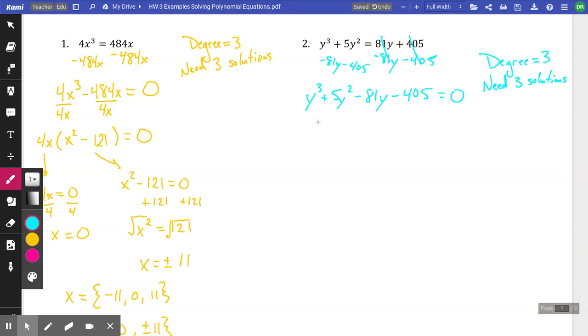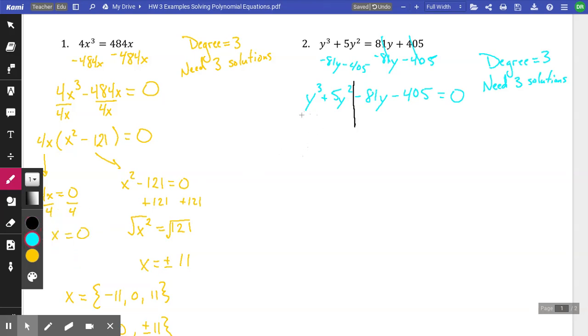So if we look here, though, we have 1, 2, 3, 4 terms. And because of that, we can do what's called factor by grouping. So this is where we look at our first half and second half separately. And so if we divide this polynomial into 2 halves, let's look at our first half here.